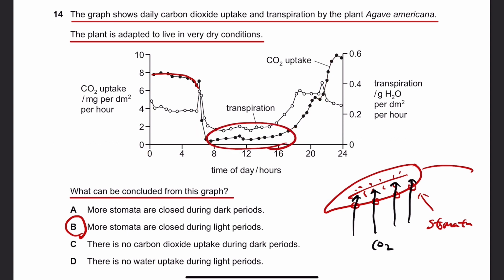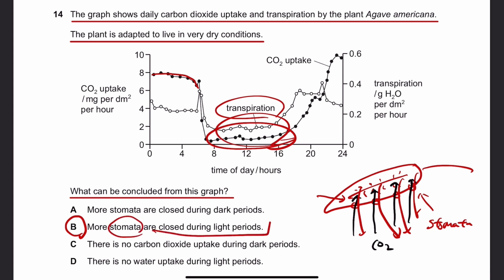And transpiration is the loss of water vapor from the mesophyll layer of the leaf through stomata. So water vapor is not going out of the leaf during the day as well. That confirms that stomata are closed during the light periods. Hence, B is the right answer.